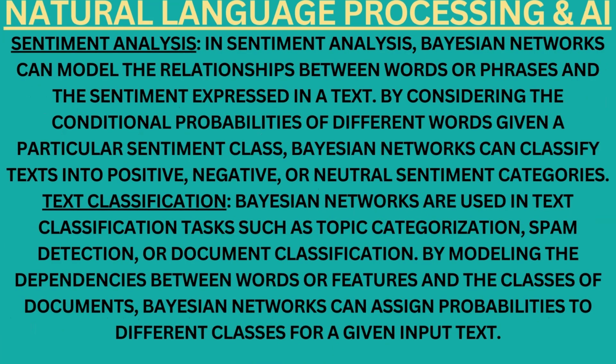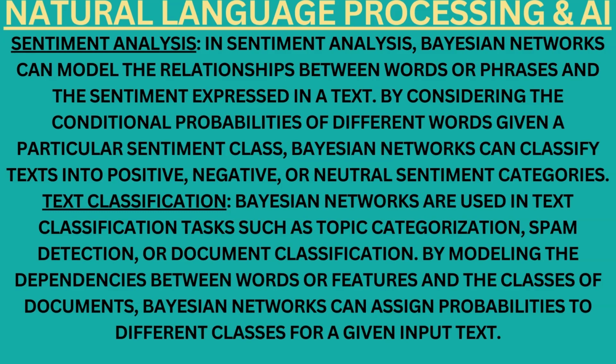Sentiment analysis. In sentiment analysis, Bayesian networks can model the relationships between words or phrases and the sentiment expressed in a text by considering the conditional probabilities of different words given a particular sentiment class. Bayesian networks can classify text into positive, negative, or neutral sentiment categories.